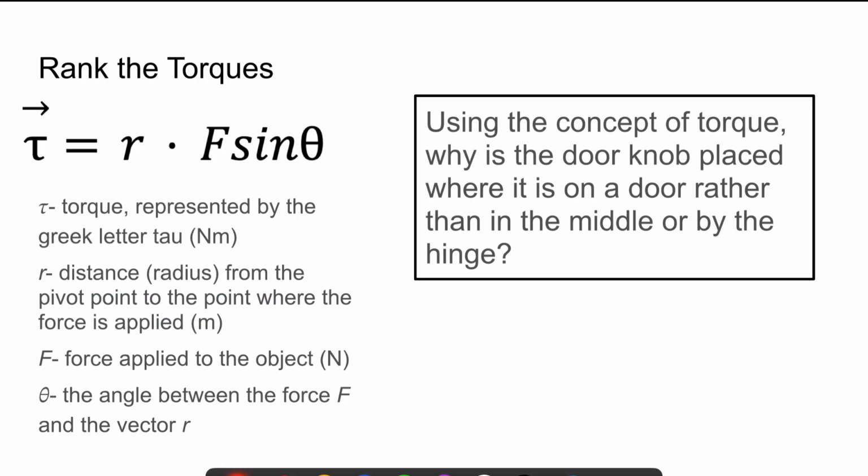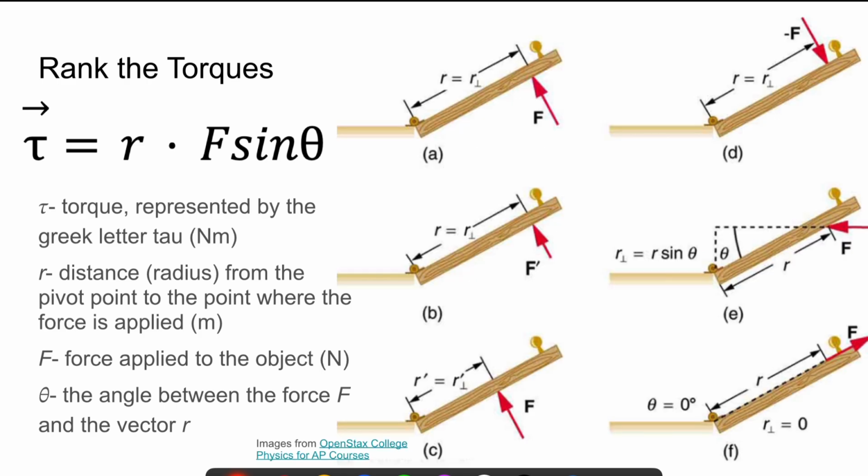Then you can think about where a doorknob is placed on a door and why it's at the end of the door, furthest away from the hinge, rather than in the middle or towards the hinge. And you can think about these different diagrams of torques being applied to a door, and you can consider and rank which one is highest and which one is not. If you're interested in the answers there, you can head on over to OpenStax, the AP Physics book that we use for this course.